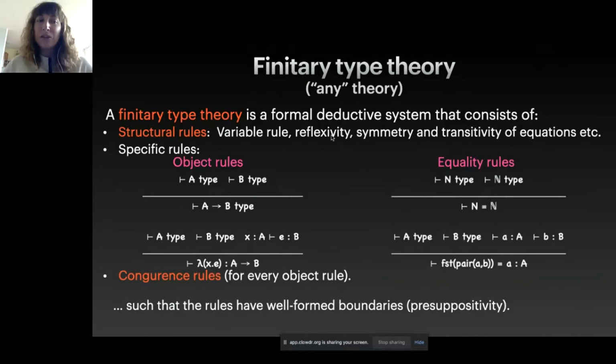So these are sort of the structural rules for a type theory, and several others. I won't name them, but you can imagine. And for a specific type theory, right, we want to give the specific rules. So we have sort of two kinds. We have object rules and equality rules. And here are just examples.